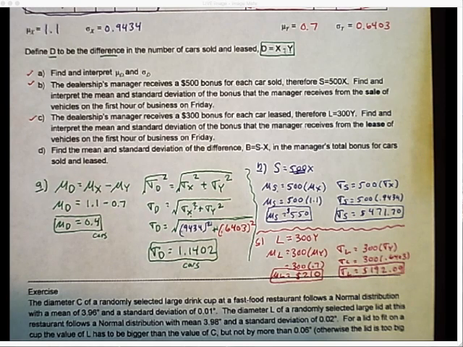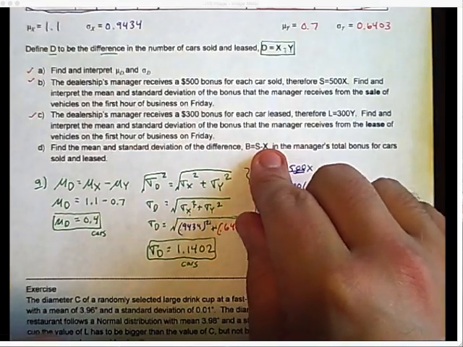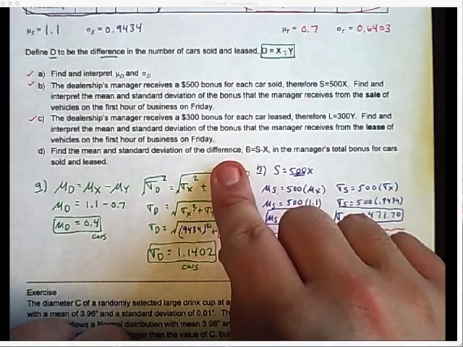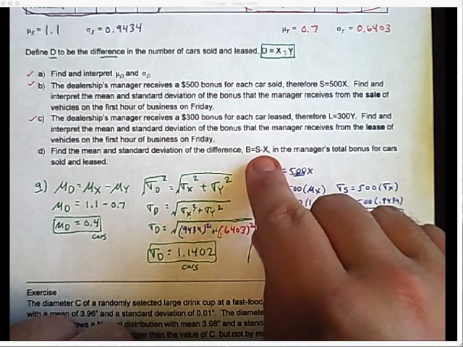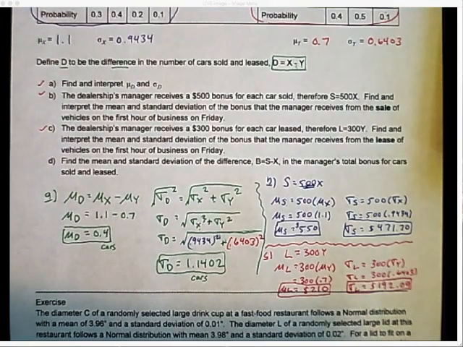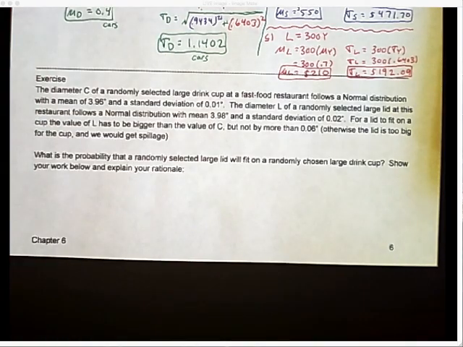Now, it's asking me, find the mean and the standard deviation of the difference in the bonus amounts from selling and from leasing. So how are we going to do that? I'm actually going to do that on another sheet of paper.